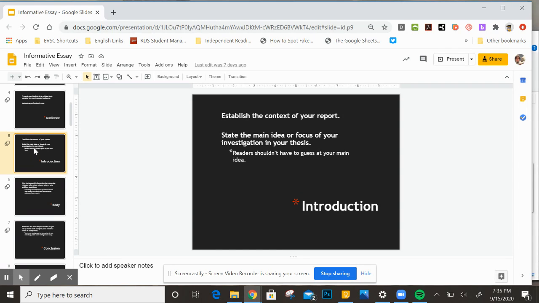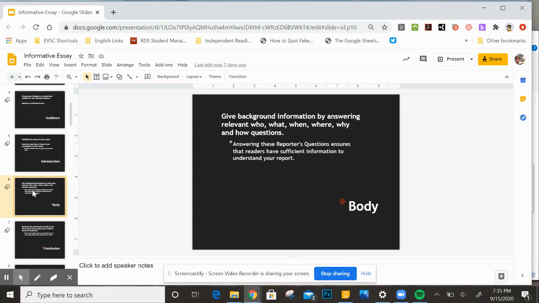We want to focus your investigation and give that thesis so that the audience knows exactly what they're getting ready to experience. The body of the paper, all those middle paragraphs, right? Background information on what we call those reporter questions, the who, the what, the where, the when, the why, the how. You want to make sure that your readers have all the information they need to fully better understand this topic. Okay? And then we get to the conclusion and we're wrapping it up.